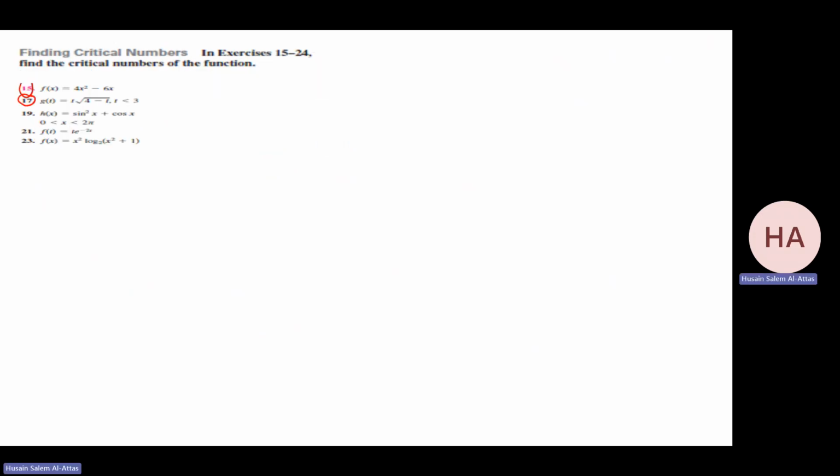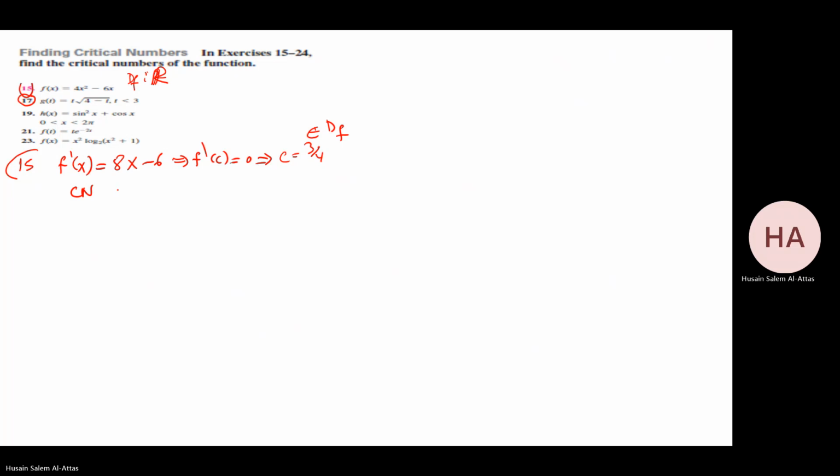Find the critical numbers. Now I need to do the calculations to find the critical numbers. Domain or real numbers. So do 15. Find the derivative. That gives me what? 8x minus 6. Make it equal to 0. That implies f prime at c equals 0 implies c equals 3 over 4, which belongs to the domain of f. So the only critical number I have is 3 over 4.